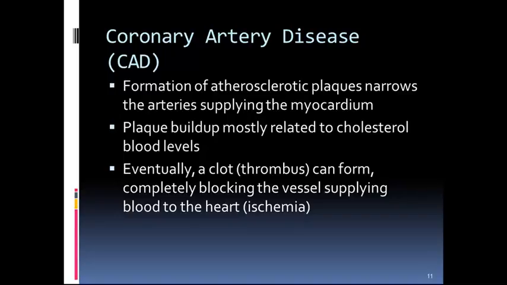Eventually, this plaque erupts, irritating the myocardium and causing a clot or thrombus, which can completely block off the vessel supplying the heart, which can cause ischemia, and this is what we call our myocardial infarction or heart attack.